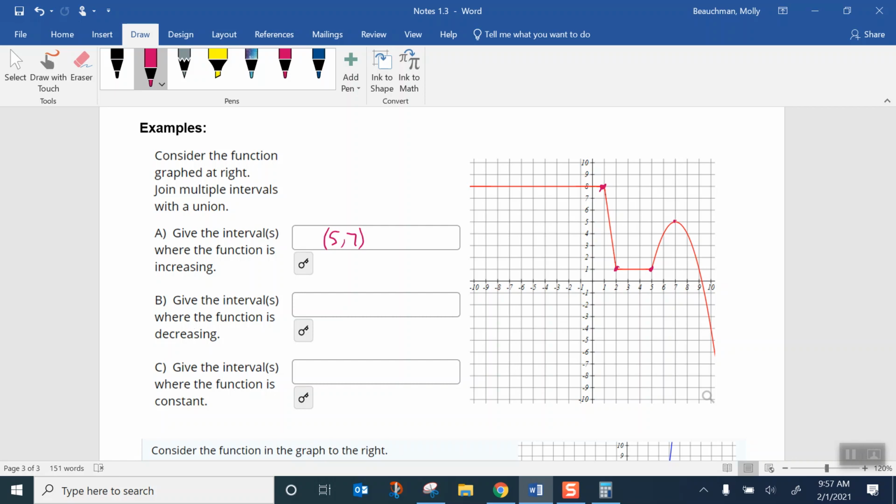Where is our function decreasing? Well, we have a value decreasing from x equals 1 to 2, the open interval from x equals 1 to 2, union, because it's decreasing again, from 7, and this goes on forever, so it's also decreasing from 7 to infinity. Then last, give the intervals where the function is constant. So the function is constant if we consider this going on forever to the left, from negative infinity to 1, open interval, union, it's constant again from 2 to 5.